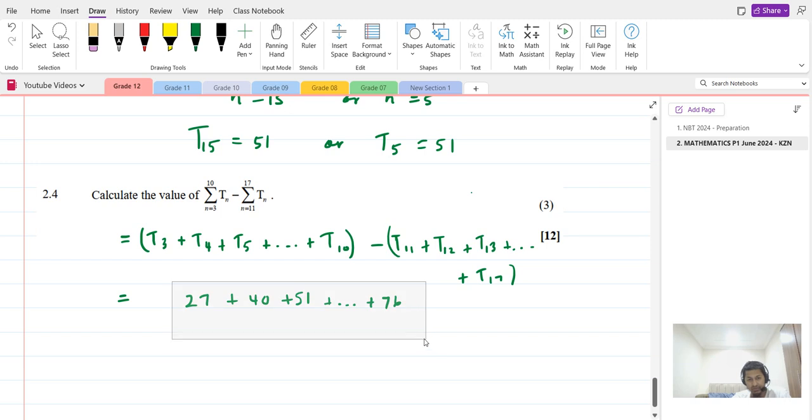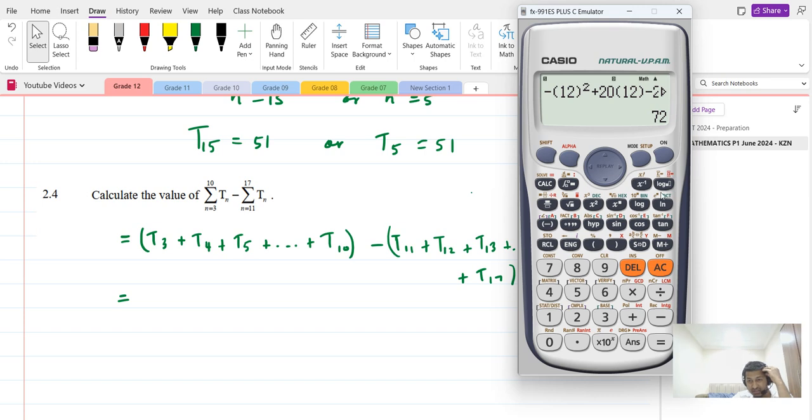Right, so how are we going to solve this problem? What if we just add up all these terms here? Obviously the calculator can give you the answer. We can just go to sigma notation, shift sigma. I'm just going to work this out using a calculator.